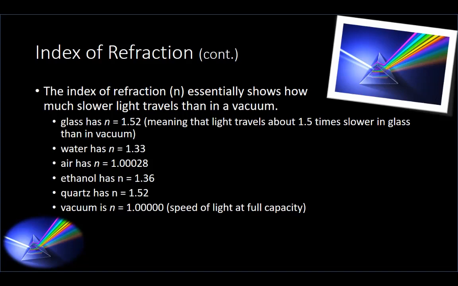Ethanol is 1.36. Quartz, as we just solved, is 1.52. Notice that quartz and glass are very similar. And then in a vacuum, n equals 1. This is because the speed of light is at its full capacity. This understanding allows us to go ahead and calculate using Snell's law.